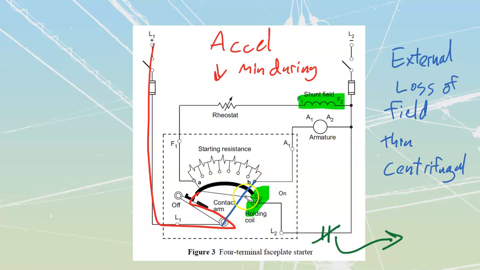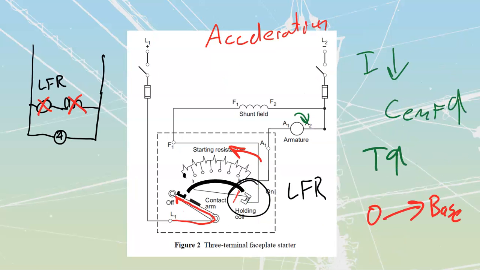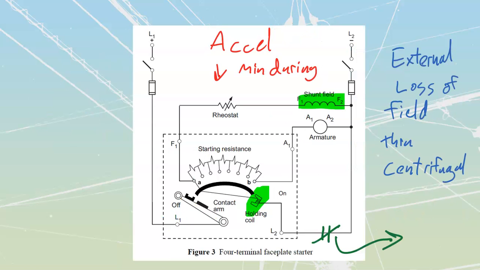And as soon as it would drop out this holding coil, then this arm would go and pull all the way back out to the point where it breaks all points of contact inside of here. This one is called the 4-terminal starter. The reason for the 3-terminal starter and the 4-terminal starter is just the number of terminals that I'm going to have inside there. L1, F1, and A1 on that one, which is my 3-terminal.